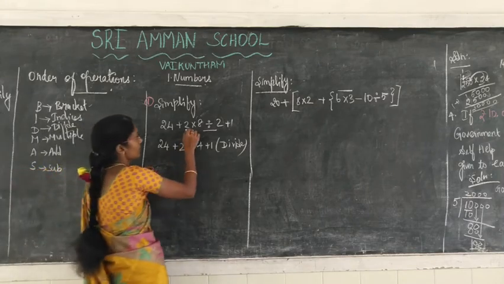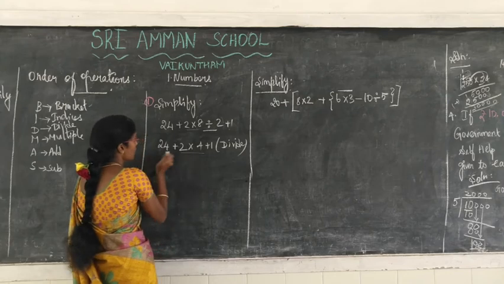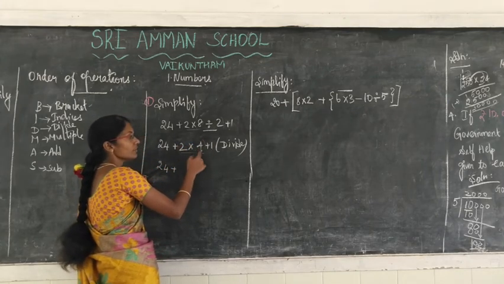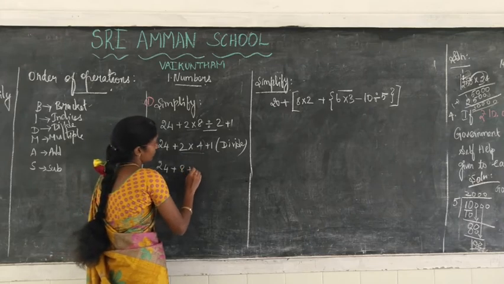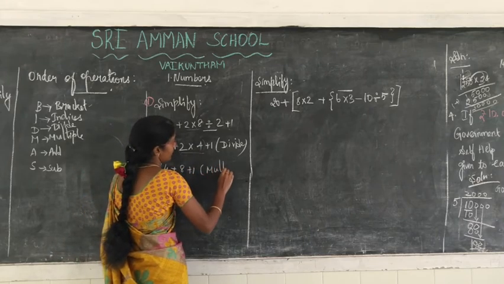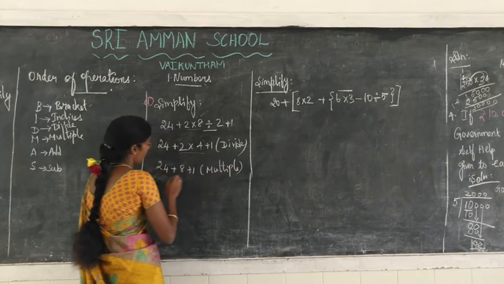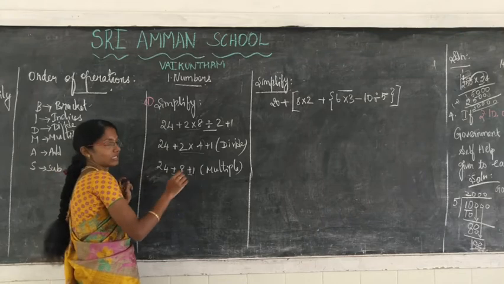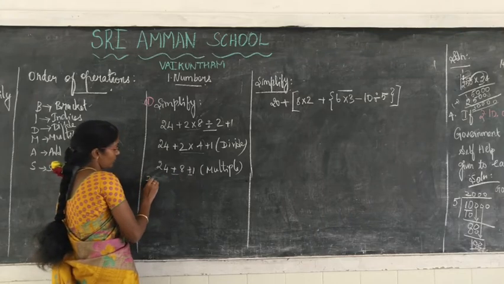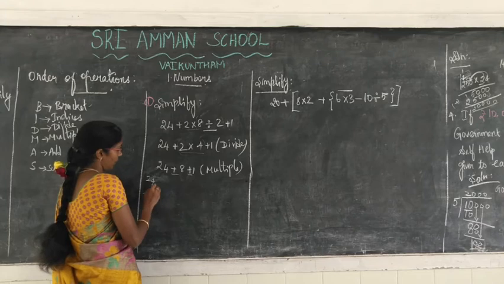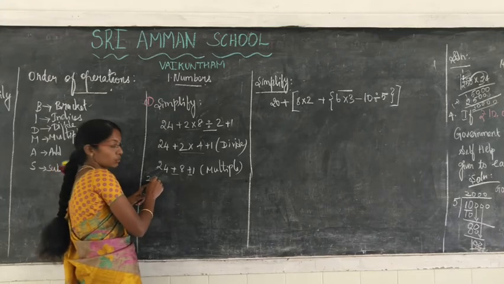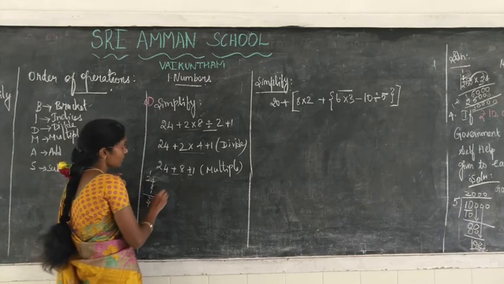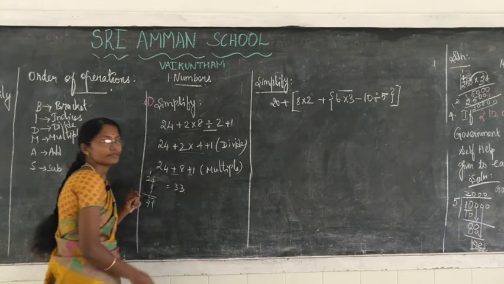So next one, what do you have to do? Multiply. So where is the multiply? Here. So 24 plus 4, 2 4s are 8. So what did we do here? Multiply. So next one, all are addition, so we can do it as it is. Okay, 24 plus 8, how much? 4 plus 8, 12. 12 plus 1, 13. Carry 1, 2 plus 1, 3. So the answer is 33.